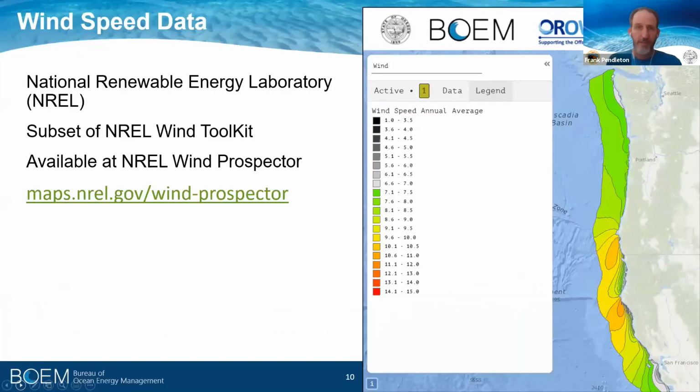All right, we'll start with wind. We're looking at offshore wind. This data set we get from NREL, the National Renewable Energy Lab. And this is just a subset of a bigger data set they have called the Wind Toolkit, and it's available on their Wind Prospector site. If you look at this data over on the right, you see the different colored polygons. That's the average wind speed for all those areas for the year, and this is in meters per second.